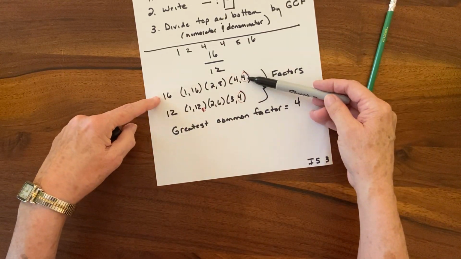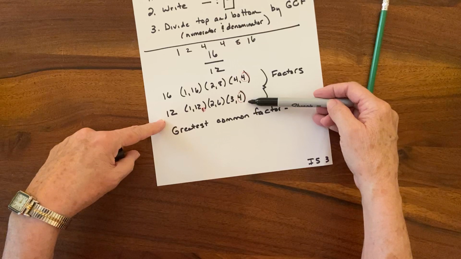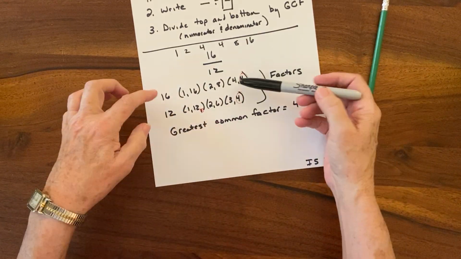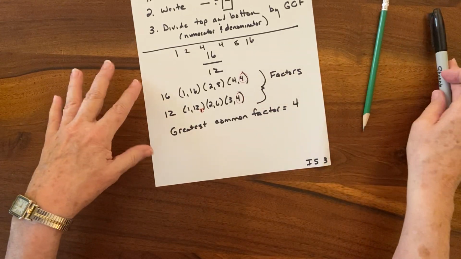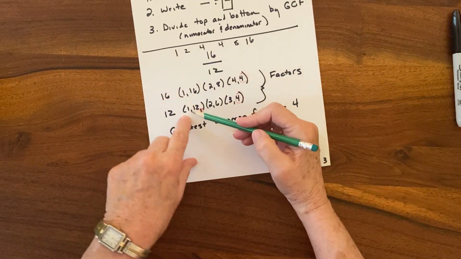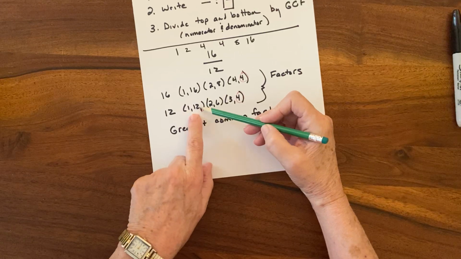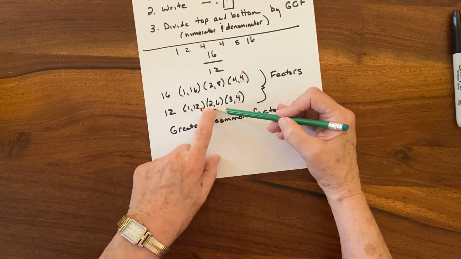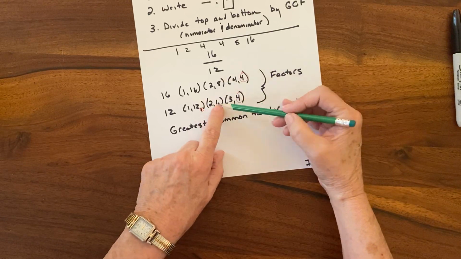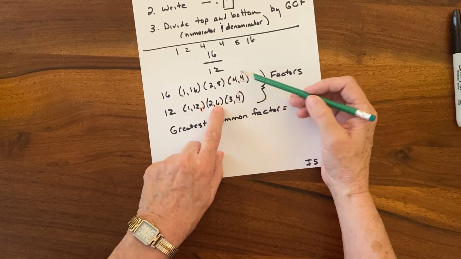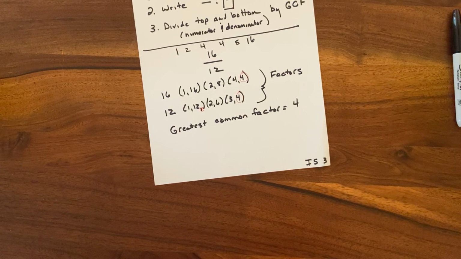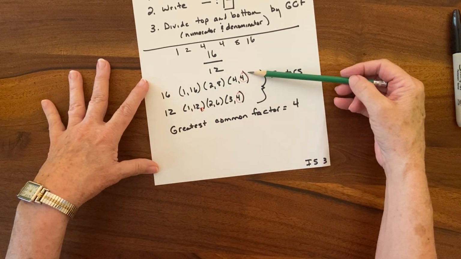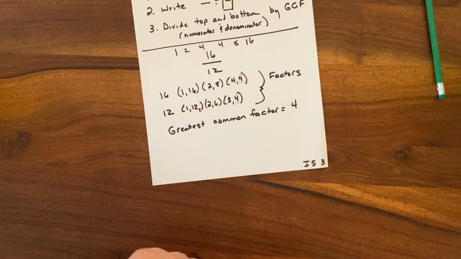So I've got my factors of 16, my factors of 12, and I look to see which is the biggest number that's in both lists. That's a factor of both 16 and 12. 1's in there, but it's not very big. 12 is not in that, 16's not in that. 2's in there, but it's not very big. 8's not in there, 6 isn't there, 3's not in there, 4. So 4 is the greatest common factor. The biggest number that's in both lists is 4, okay?